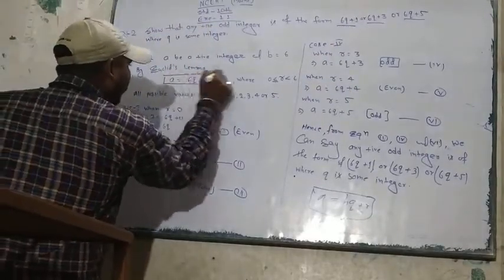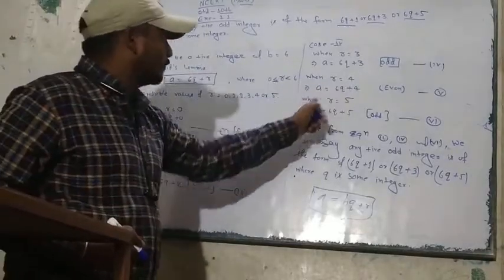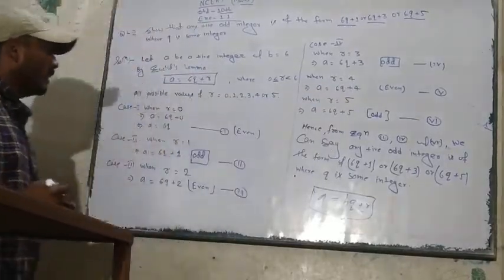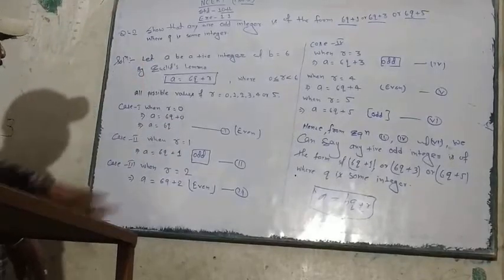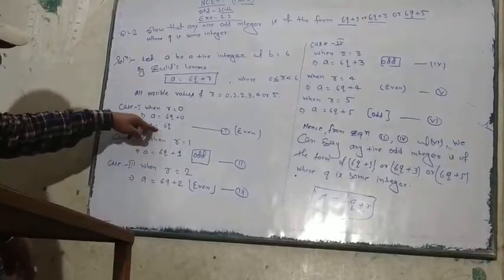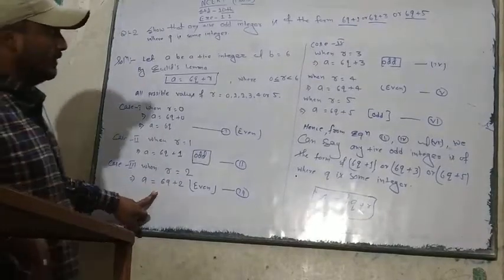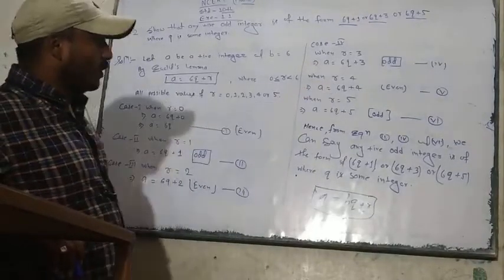lemma. Yes or no? Then we get a is equal to 6q plus 4 and a is equal to 6q plus 5. From equations 1, 2, 3, 4, 5 and 6 we get a is equal to 6q, which is an even number, a is equal to 6q plus 2 is even, and a is equal to 6q plus 4 is even.